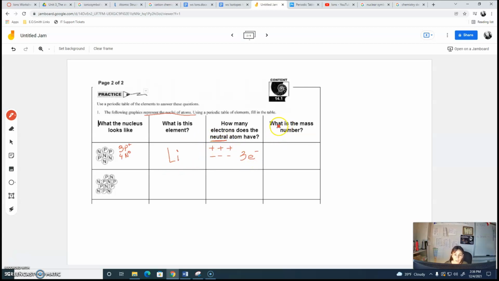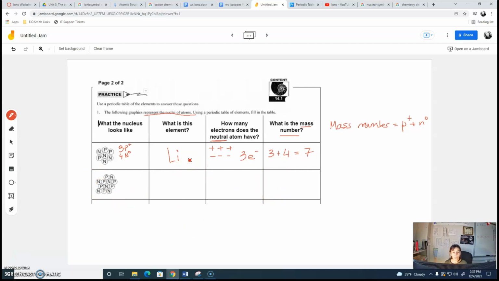Final question: what is the mass number? A little bit of review here. How do we calculate mass number? Mass number, I know that I have to add my protons plus the number of neutrons. That gives me my mass number. How many protons do I have? 3. How many neutrons do I have? 4. And so my total mass number is 7.